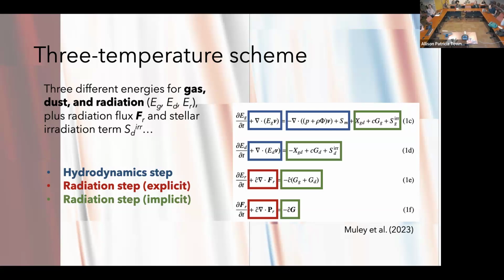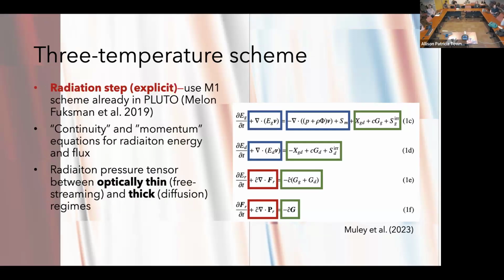But yeah, basically, the way I implement this in a radiation hydro scheme is you have a hydrodynamic step. I will not talk about this anymore. Then you have a radiation step, which is explicit, which is used to transport radiation. It also sets the radiation pressure tensor, which sort of sets how the flux evolves. And this is something I inherited from the M1 scheme that's already in PLUTO. In effect, it's like a continuity and momentum equation for the radiation energy and flux.